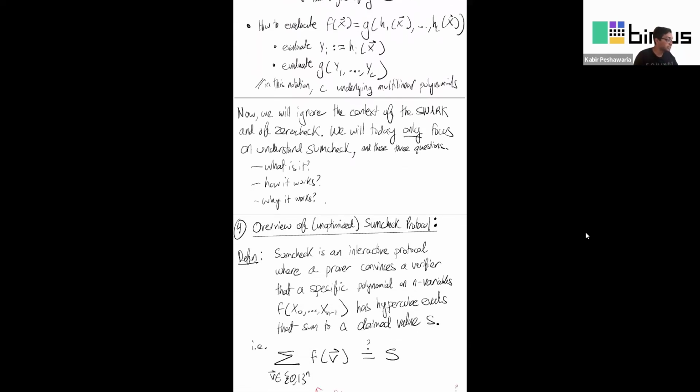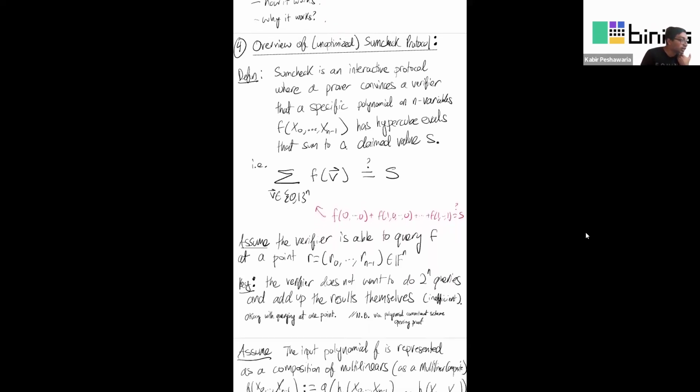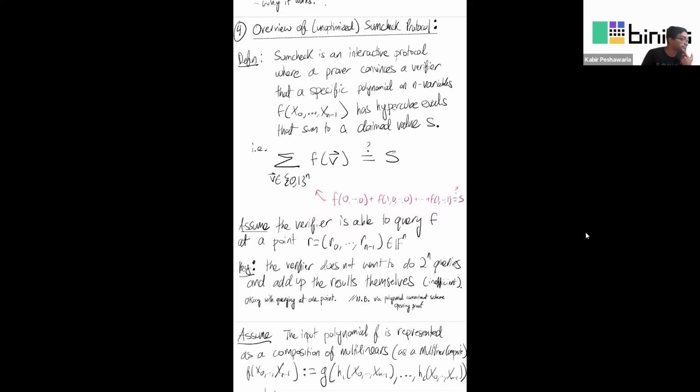So that's the math machinery that you need in order to be able to understand Sumcheck. So now we're going to ignore the context of the SNARK and of Zerocheck, and we're only going to focus on understanding the Sumcheck protocol. The three questions: what is it, how it works, and why it works. So without further ado, overview of the unoptimized Sumcheck protocol.